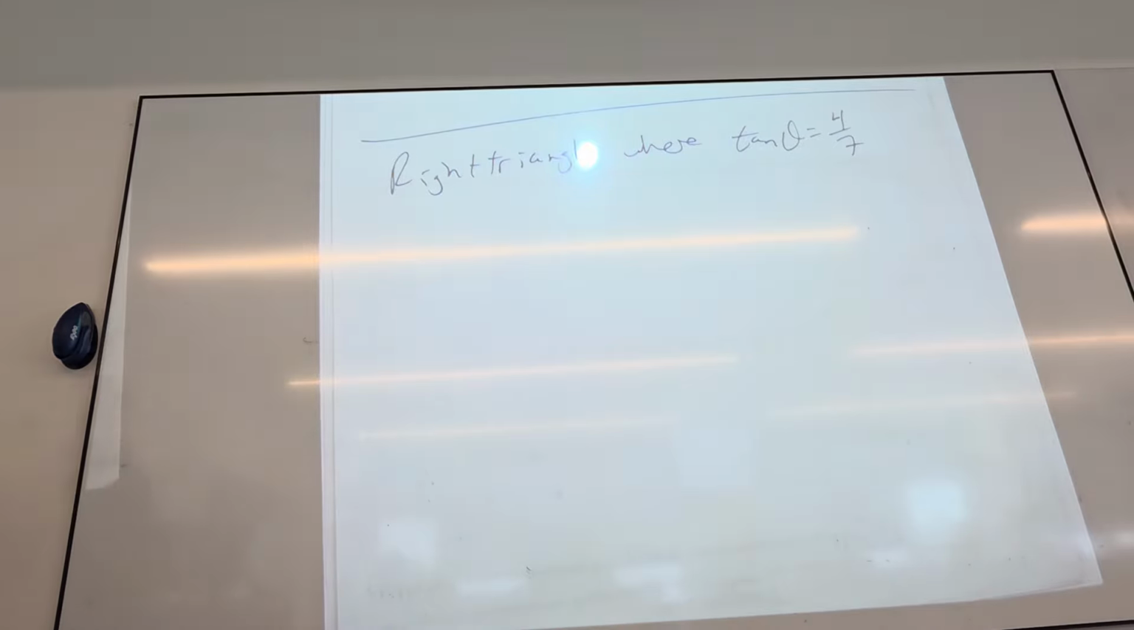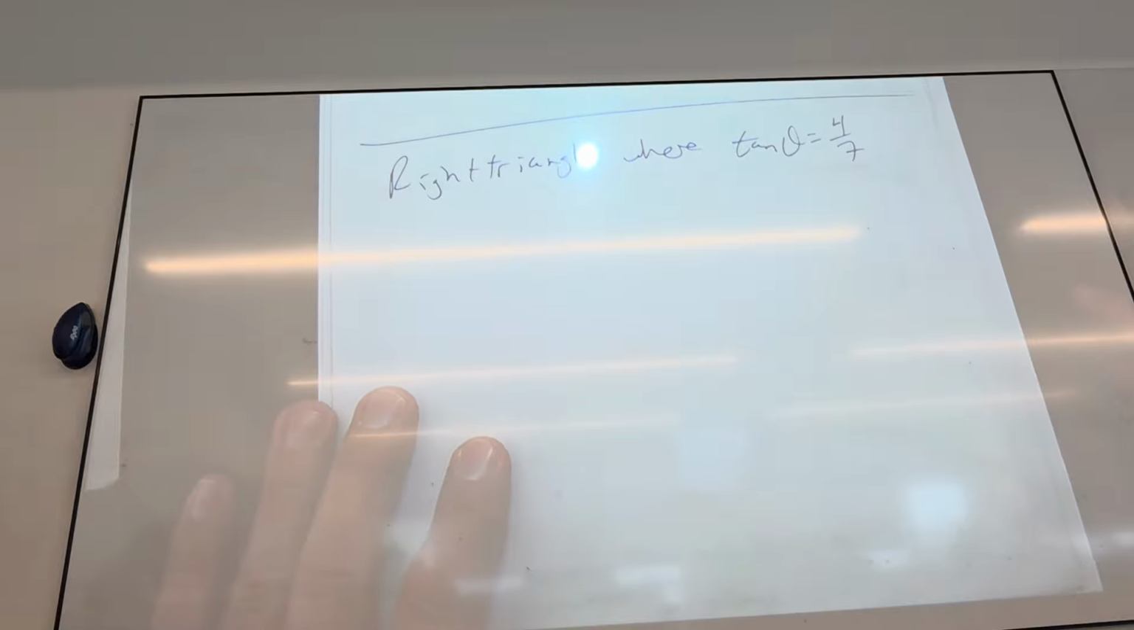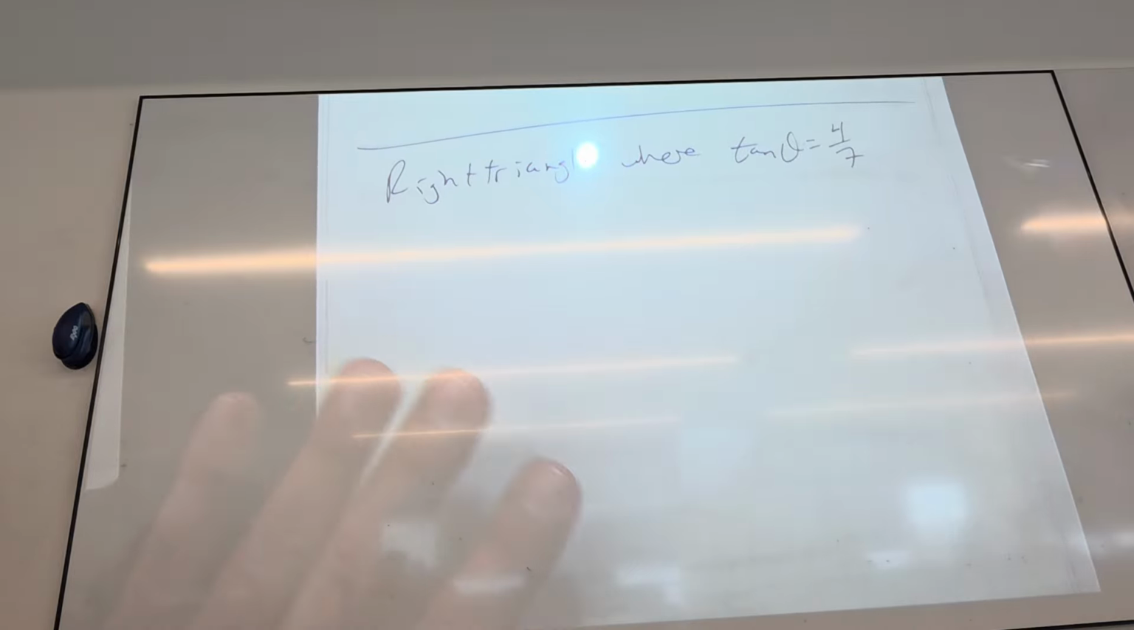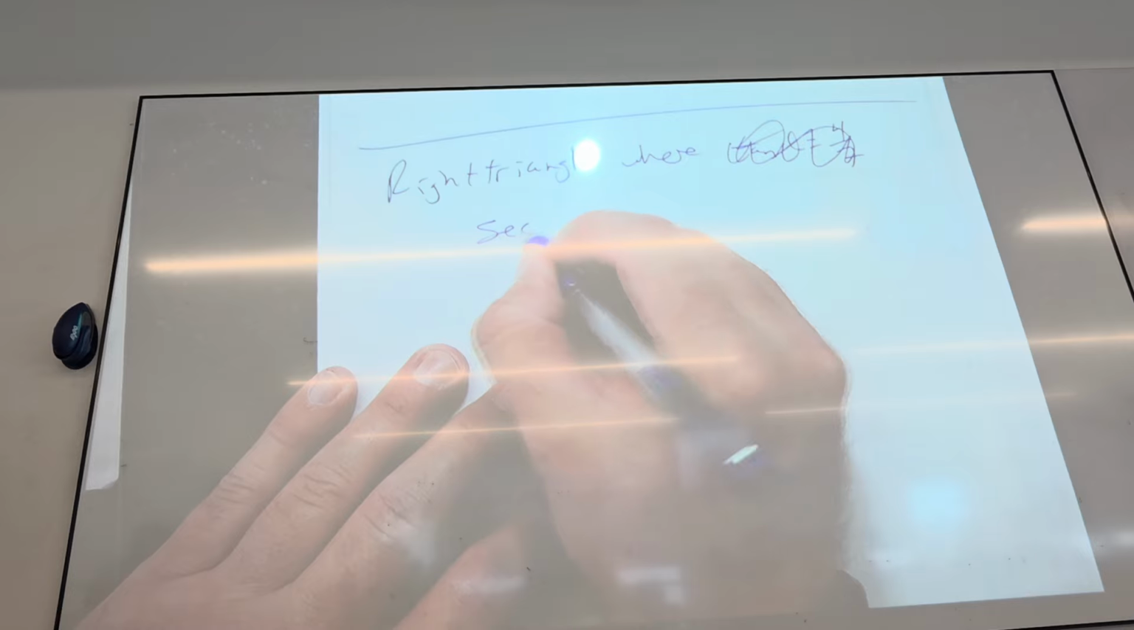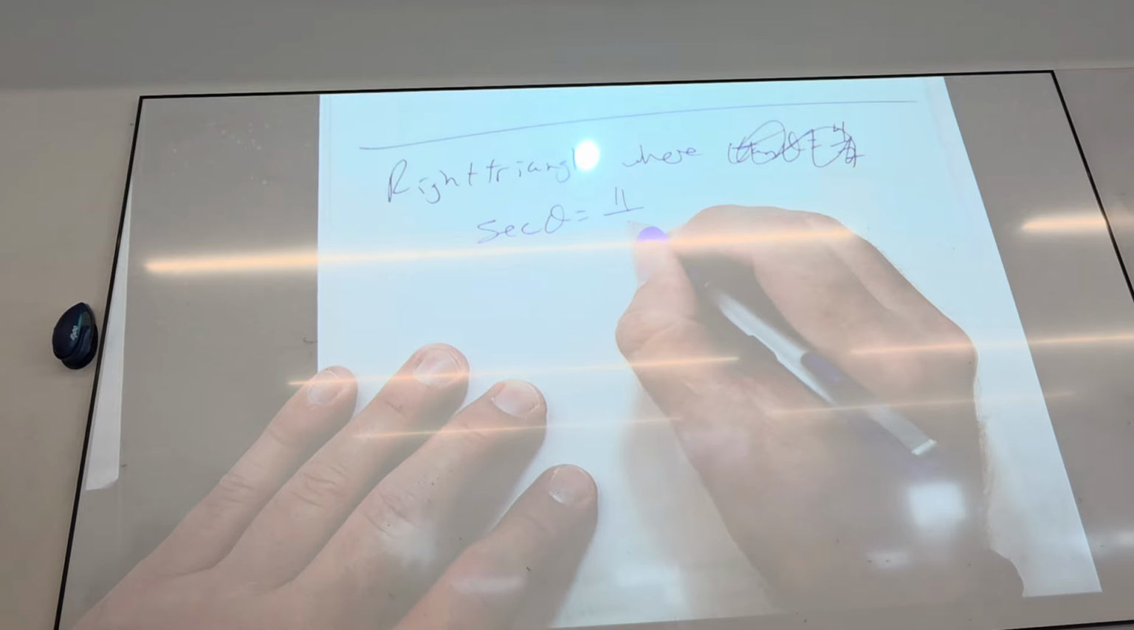Oh, geez, Jeff, you almost made it the same problem. It'll be all right. Let me change this. This is too close to something I want to do later. I'll say secant theta is 11 over 3.